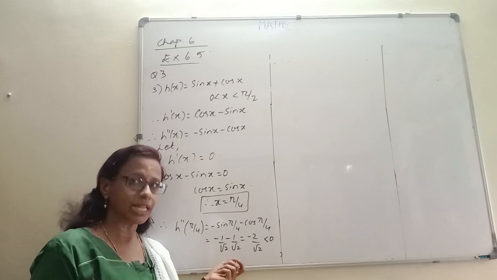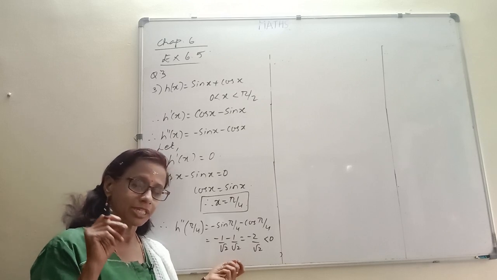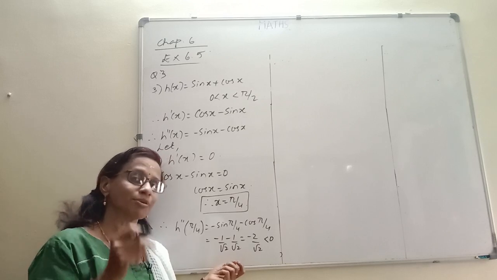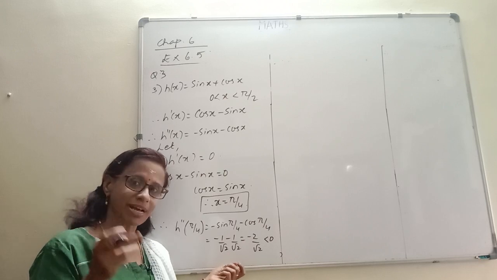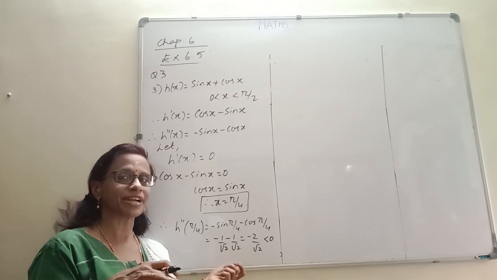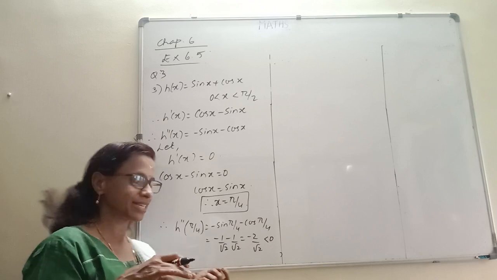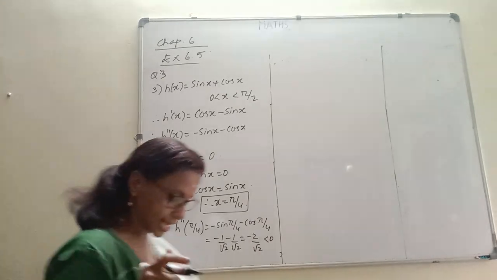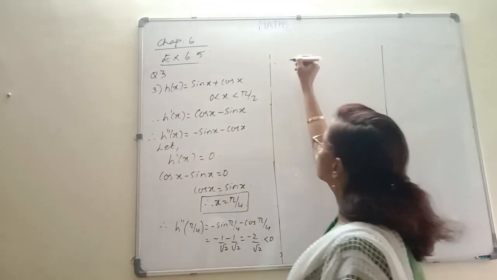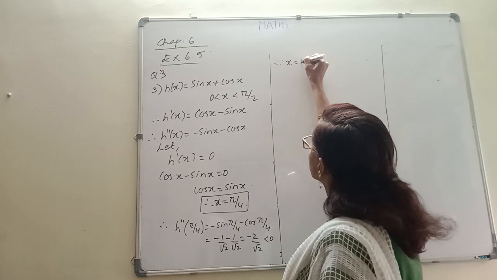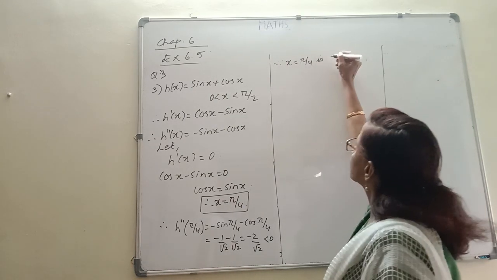This helps us to tell that this point pi by 4, which is a critical point, is, because it is less than 0, a point of maxima, and hence they will ask us to find the maximum value. So it's a point of maxima. So we can say that x equal to pi by 4 is a point of maxima. Therefore x equal to pi by 4 is a maxima point.